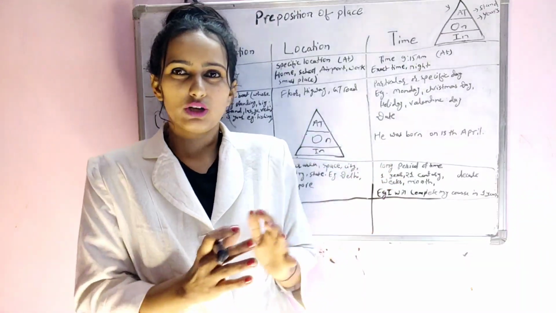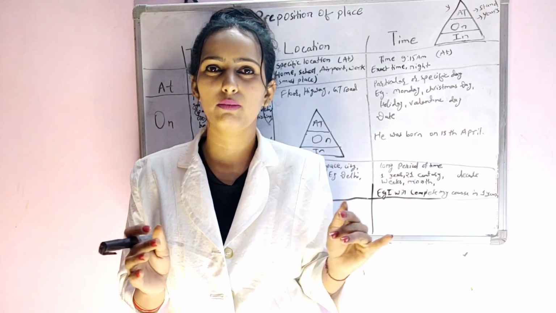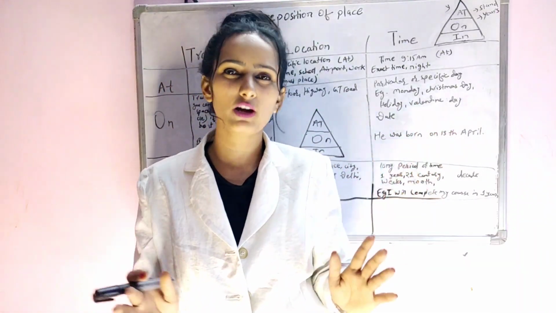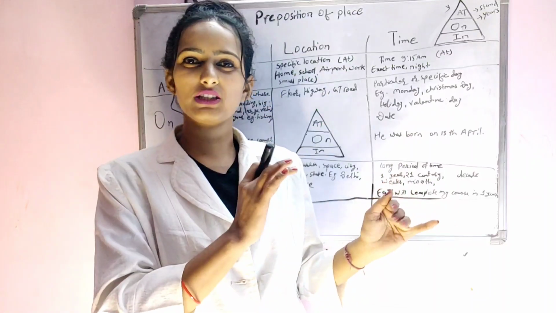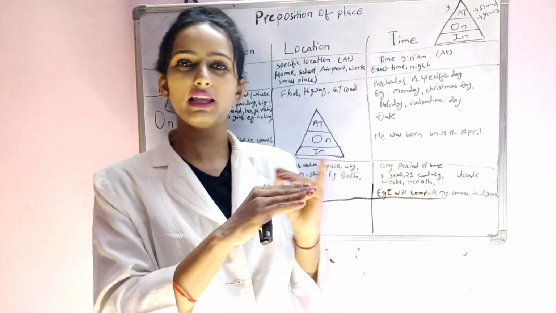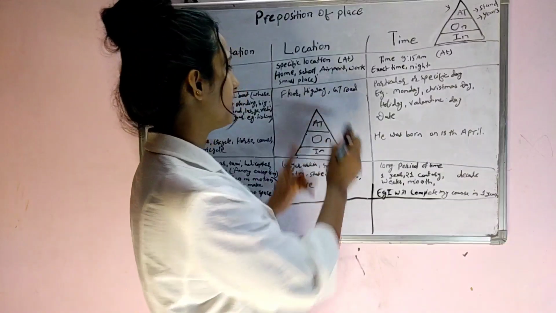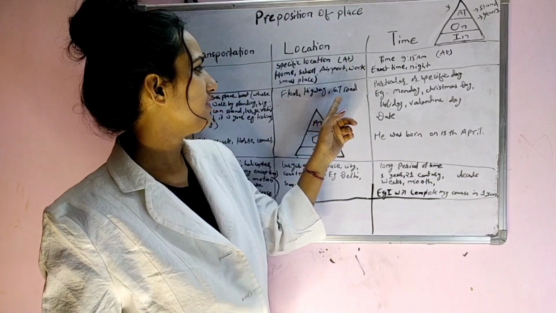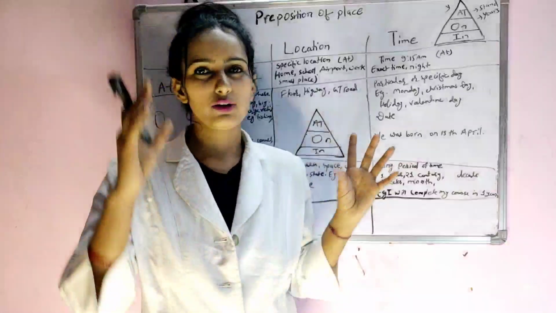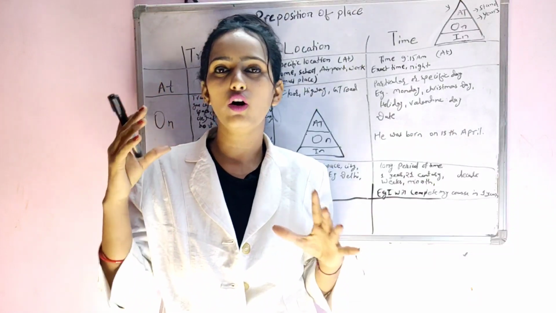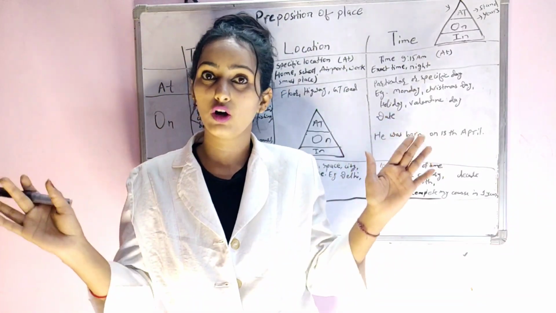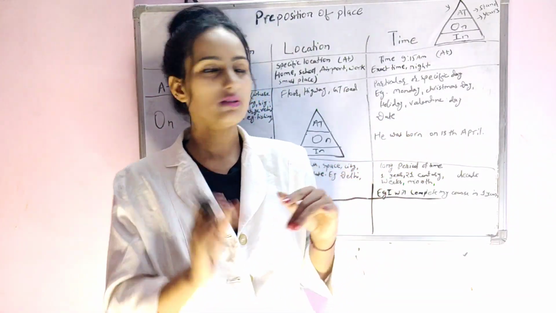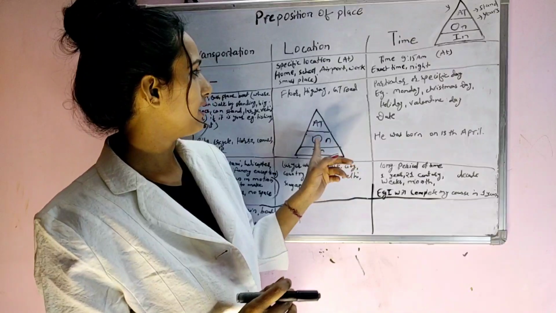So when you are talking about not a bigger place, not a smaller place, if it comes in the medium, then you have to use on here, like for floor, highways, GT road. And you can use your own mind, your own common sense, to decide which is smaller, which is medium, and which is bigger. And in this way you can use on.